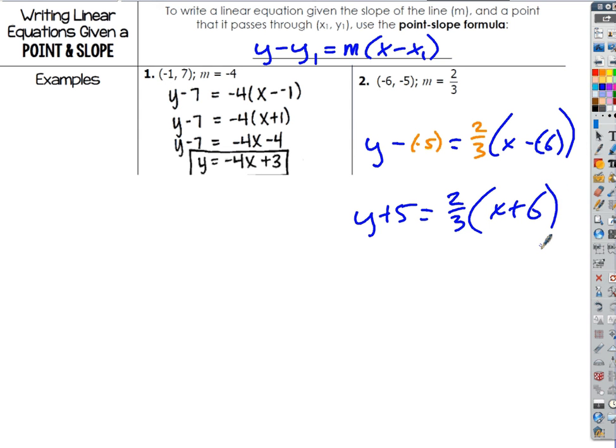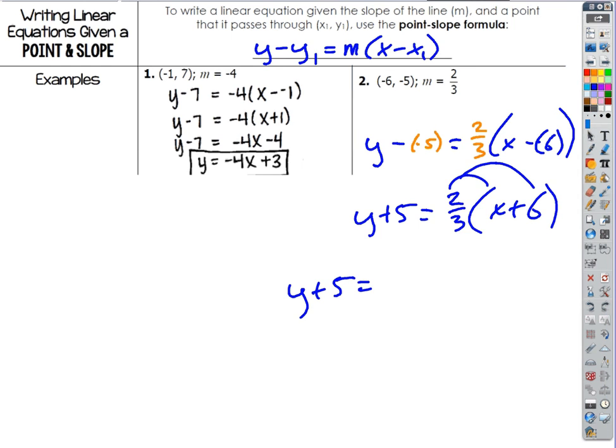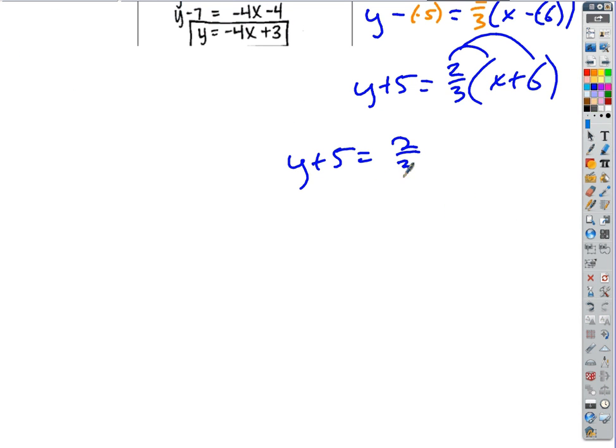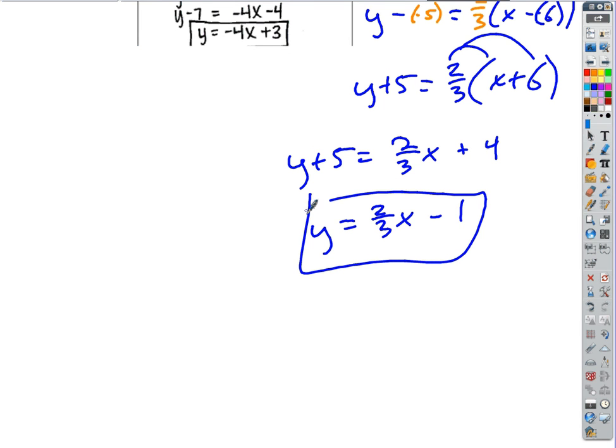So what are my two steps to solve for y? Distribute and subtract 5 from both sides, right? So we get y plus 5 equals 2/3 x plus 4. Subtract 5 from both sides, and I get y equals 2/3 x minus 1. Okay, no big deal. And that's our final answer? That's your final answer. That's it, right?